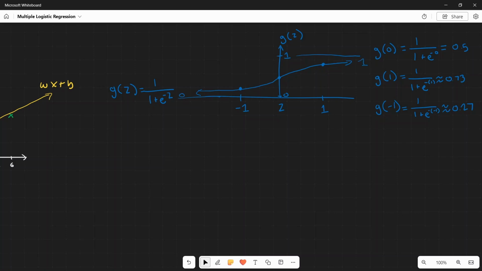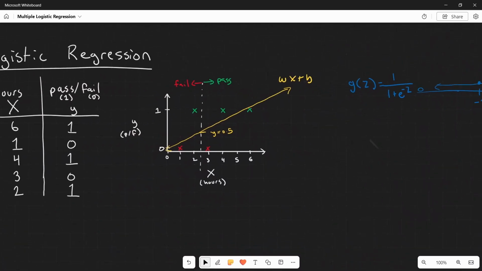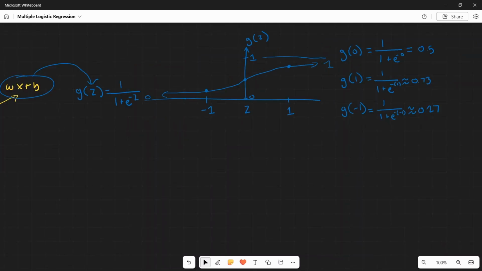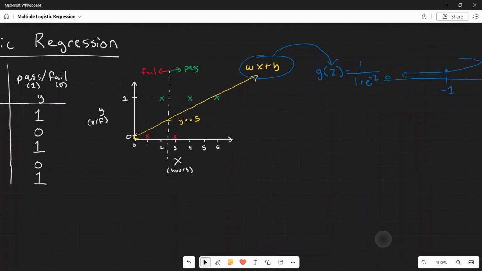And now let's use this g of z, or sigmoid function, back in the context of logistic regression. So instead of just using this wx plus b to find the decision boundary where y is equal to 0.5, let's actually plug wx plus b into this z variable in the sigmoid function. And that way we'll get a very stable result in predicting where y is equal to 0.5. And so the result of this might look something like g of wx plus b. And we'll call this function f of x with subscript w and b.